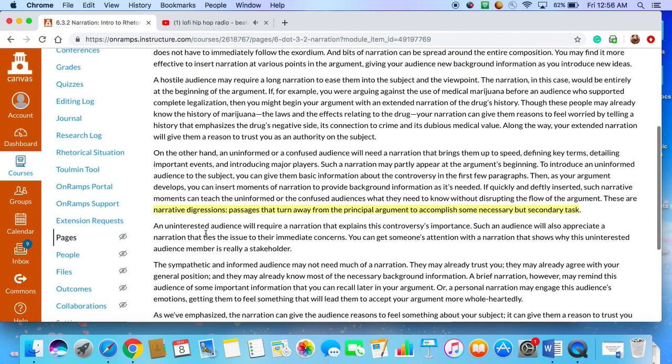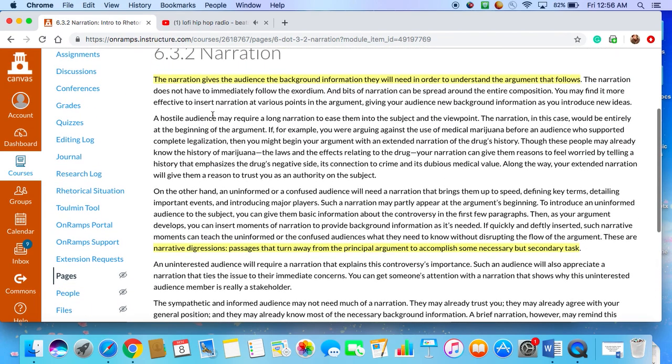Wait, it doesn't talk about hostile. Oh, I skipped it. I'm so sorry. Hostile. A hostile audience is going to require a longer narration. Like I said, your uninterested and your hostile audiences are going to need a longer one to really ease them into the topic, because you don't want to just brush over everything and then jump straight into your argument, because it's going to really turn them off to wanting to listen to you.